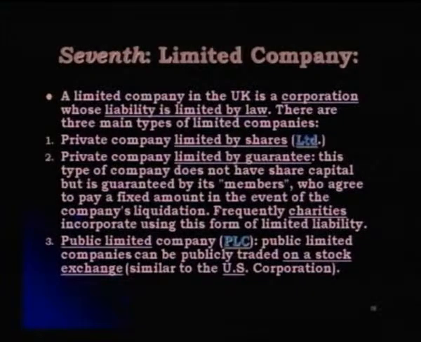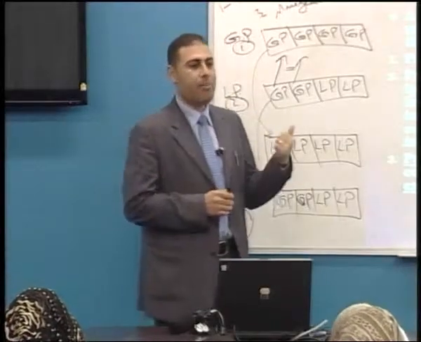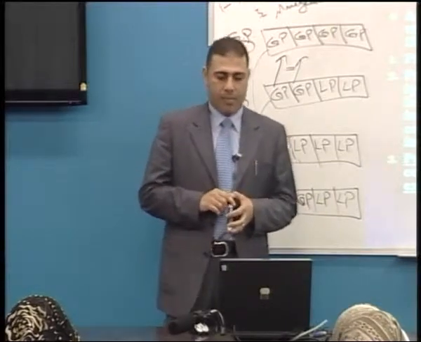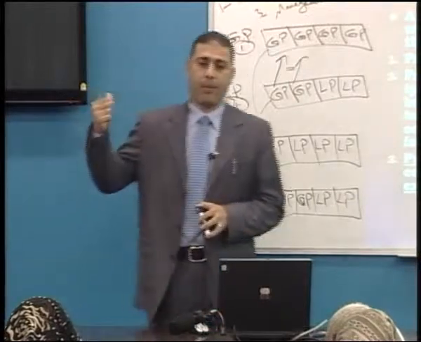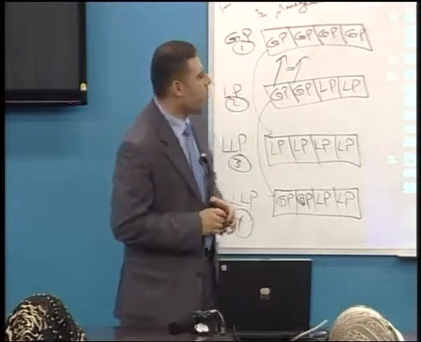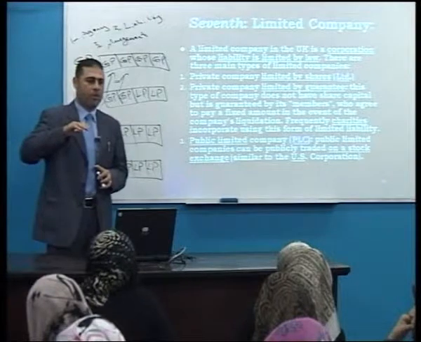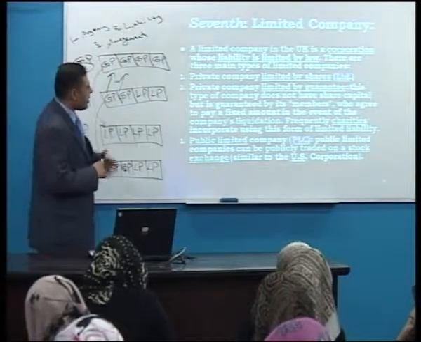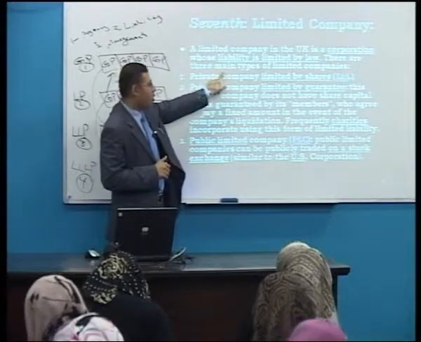Number 7-8, limited company. As you have seen in the past slide, that was a limited liability company, LLC. But this one is a limited company. This one is limited by law, while that one is limited by shareholders. They're both limited, but this one is limited by law. How is it limited by law? We can know from the beginning that the law will guarantee that this type has a limited liability.